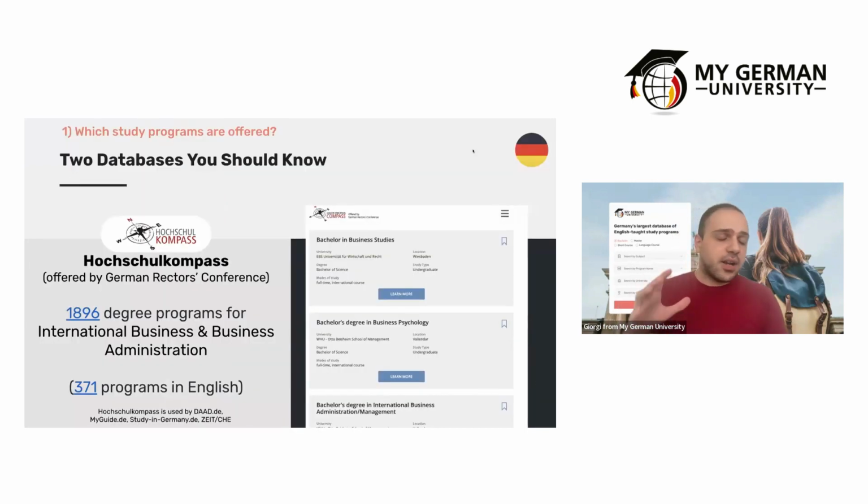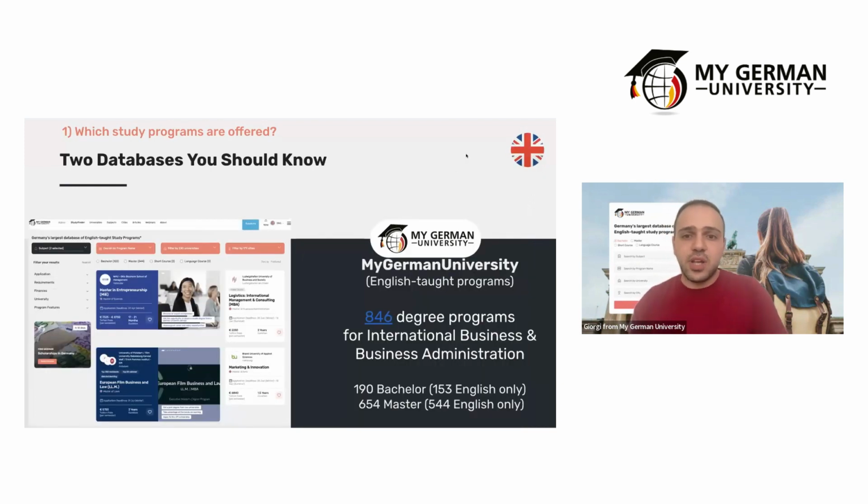For those who are also interested in German study programs, I would suggest you check out Hochschulkompass. There you might find some interesting programs related to international business and business administration. But for those who are more into English study programs, and I suppose that most of you, if not all of you, belong to this category, then My German University and our study finder should be your stop.